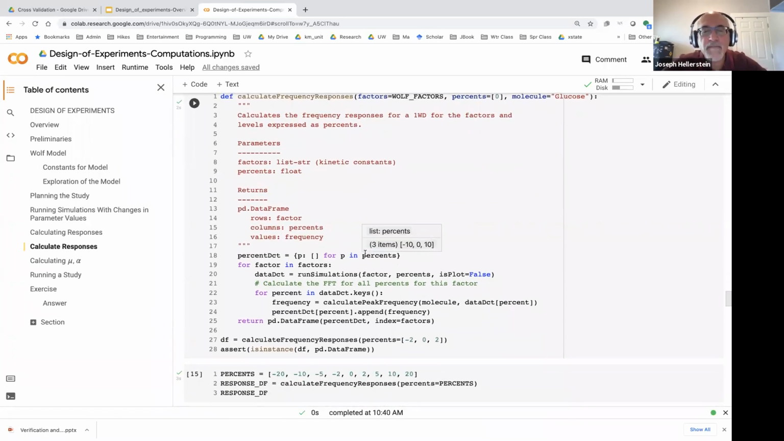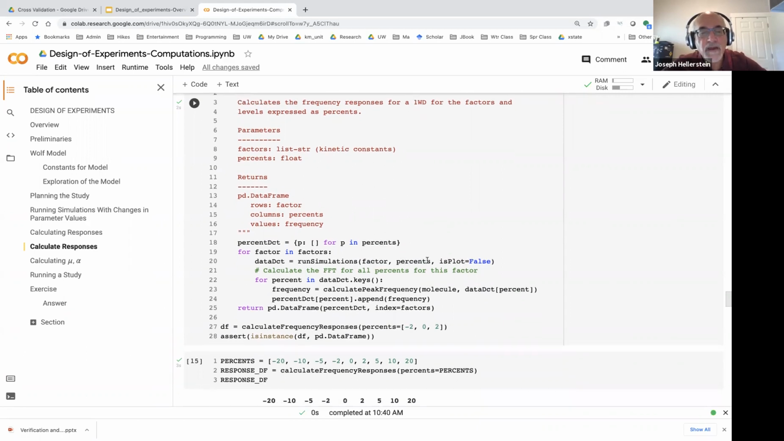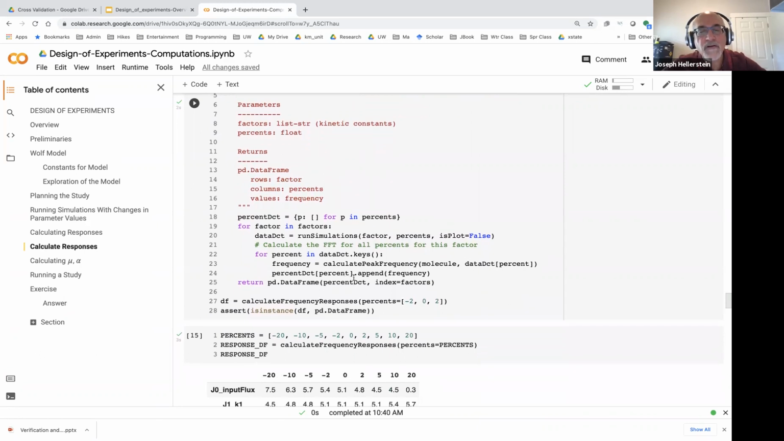It's a one-way design, which means I change one factor in isolation. It's running the simulations with each factor in turn, changing just that factor by the set of percents indicated. Then it accumulates the changes in terms of percent changes. It has to calculate the frequency, so it uses the peak frequency calculation. It passes on the percent change and the molecule that's changing, and keeps track of what frequency resulted for that percent change.